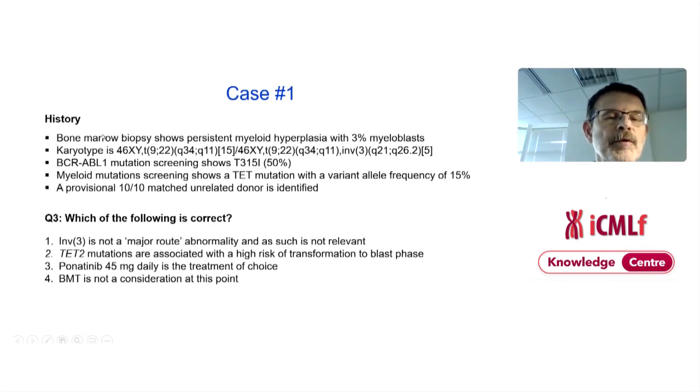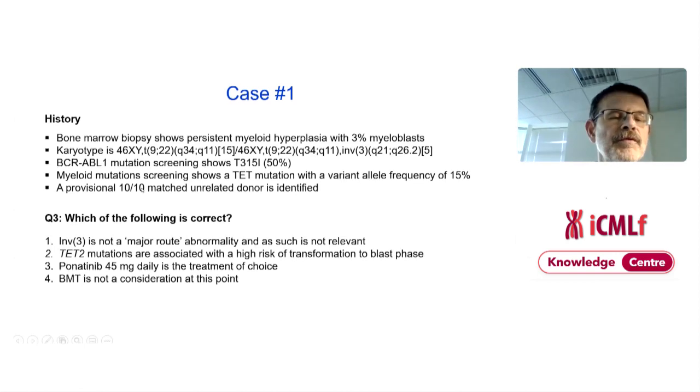So what happens next? Bone marrow biopsy shows persistent myeloid hyperplasia with 3% myeloblasts. Karyotype is 15 metaphases with just Ph, another 15 metaphases with just Ph, and another 5 metaphases now carry an inversion 3 in addition to the Philadelphia chromosome. BCR-ABL mutation screening shows a T315I mutation with a variant allele frequency of 50%. Myeloid mutation screening shows a TET2 mutation with a variant allele frequency of 15%.